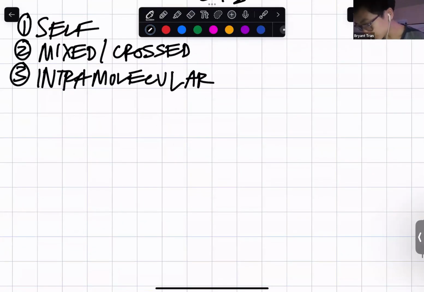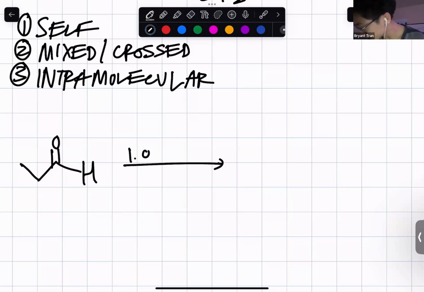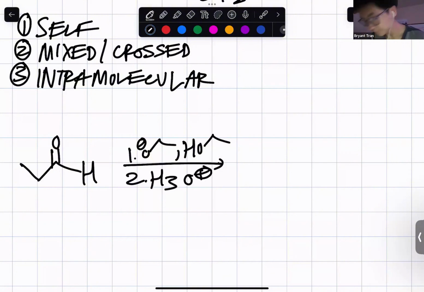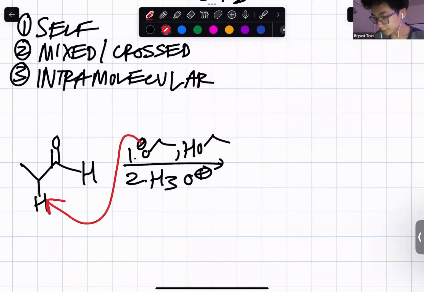Okay, so let's start off with a simple aldehyde. Let's start off with this aldehyde right here. And let's do a common base, ethoxide, Helix's favorite base. And then second step, acid workup, H3O+. So this strong base here is going to look for the most acidic hydrogen, right? That's the alpha hydrogen.